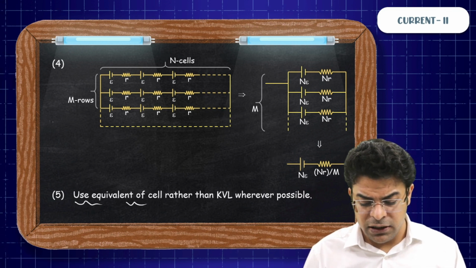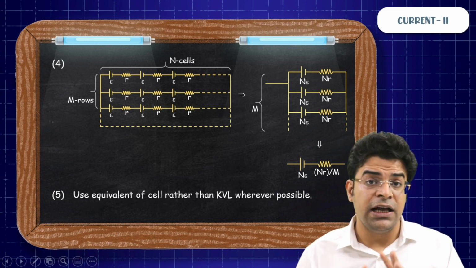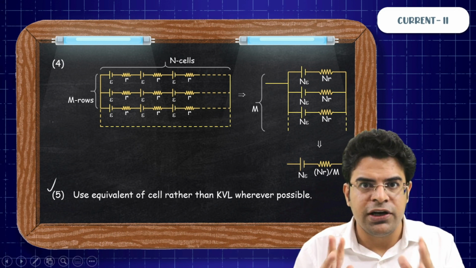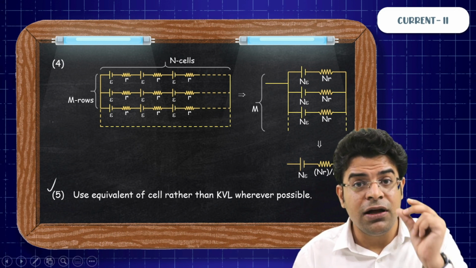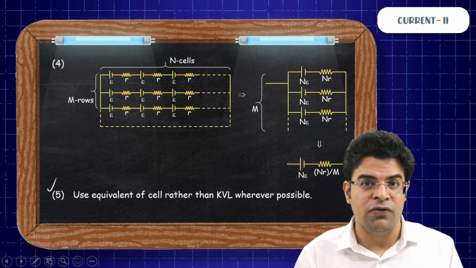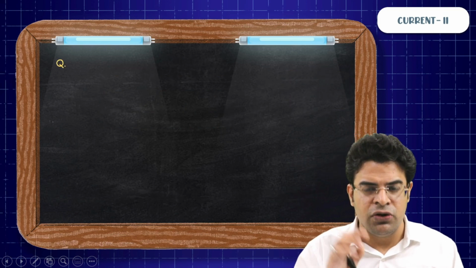Use equivalent of cell rather than KVL whenever possible. Personally, I have never used KVL. This particular point is written here to put it in your mind that using the equivalent combination of cells is way better than using KVL to solve questions. How? To understand this, we are going to now practice 5 questions based on this thing.